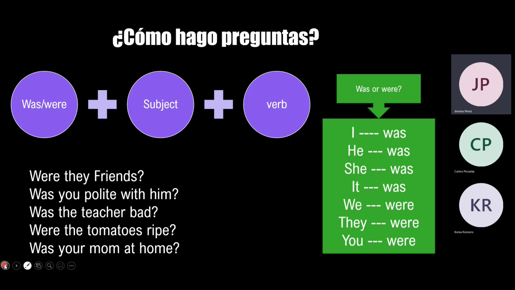Ahora bien, ¿cómo hago preguntas? Pues lo mismo que en presente simple, lo mismo que en presente continuo. Primero escribo aquí mi auxiliar, en este caso el verbo to be, mi sujeto y mi verbo. Tenemos: Were they friends? Was you polite with him? Was the teacher bad? Were the tomatoes ripe? Was your mom at home? ¿No? Entonces, aquí cuando hago preguntas es importante escribir primero was o were.